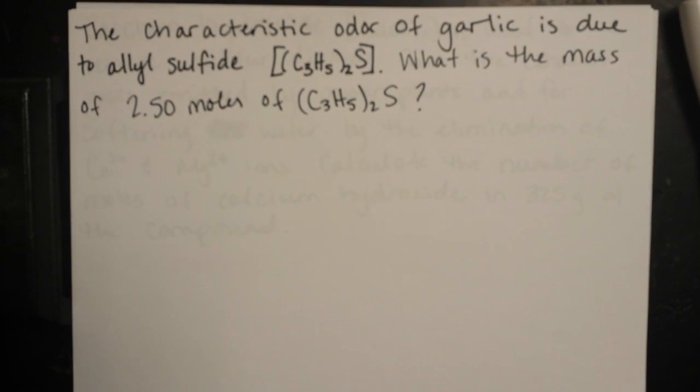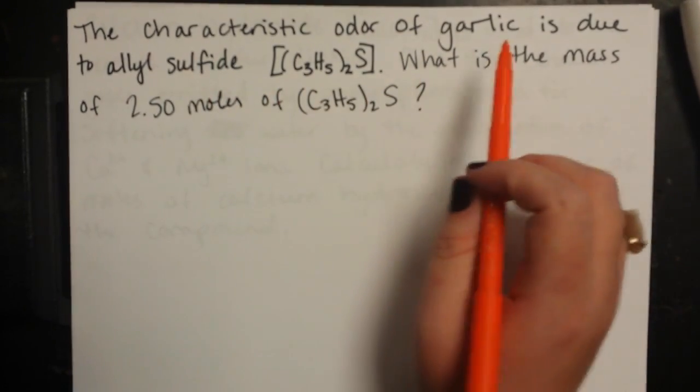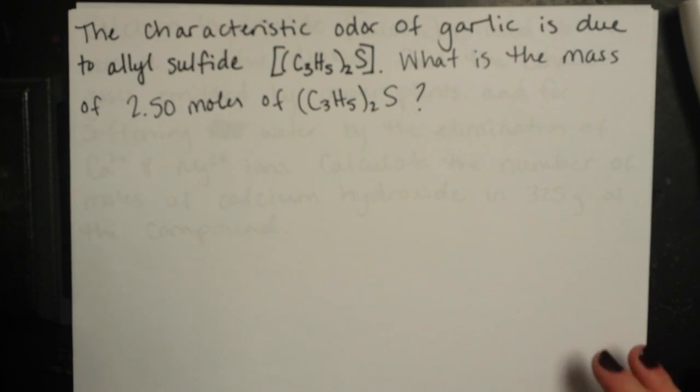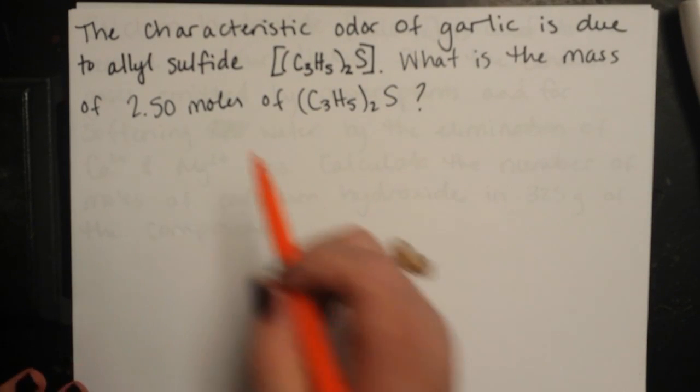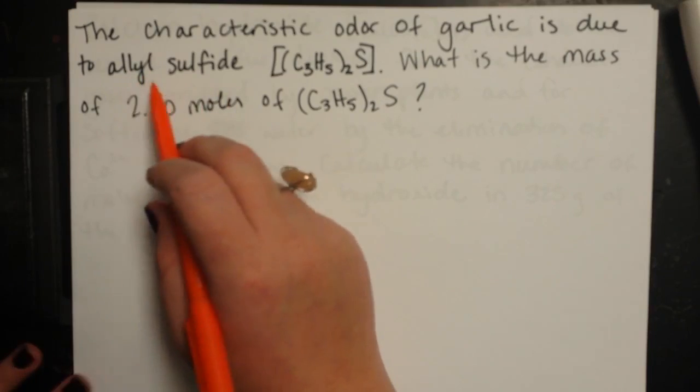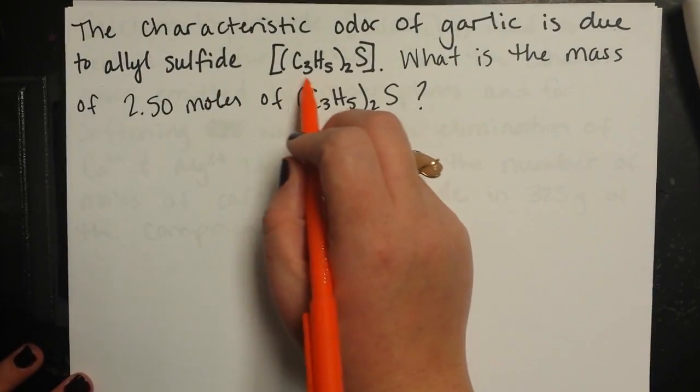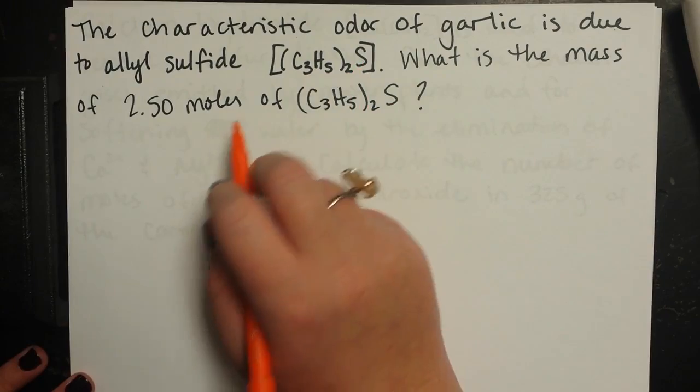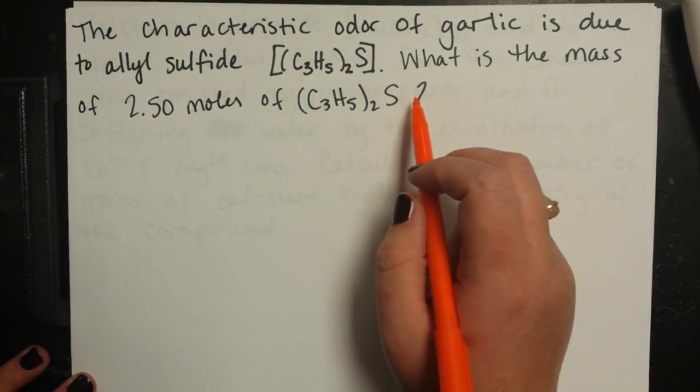Let's try doing the exact same type of conversion, but this time with a compound. If you know that wonderful, beautiful, awful smell of garlic, that odor you're used to smelling is actually caused by the compound allyl sulfide, which has the formula C3H5 2S. All right, so it's nice and smelly.